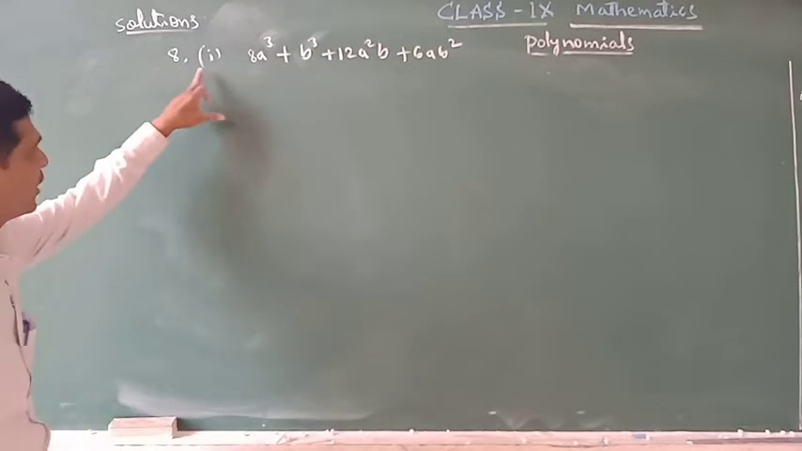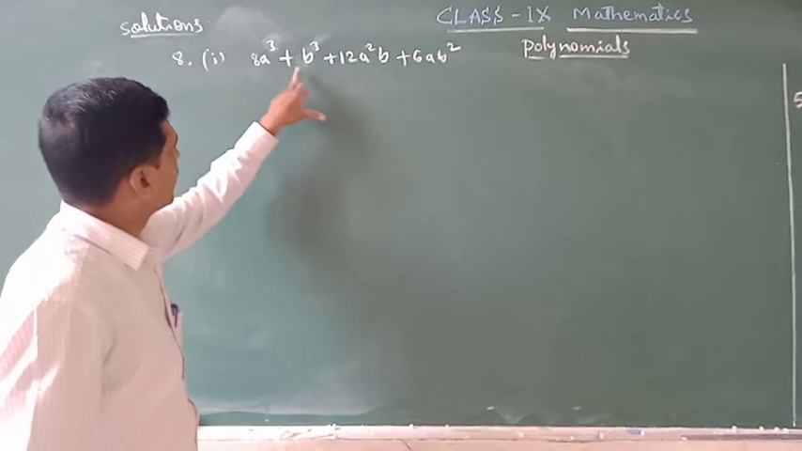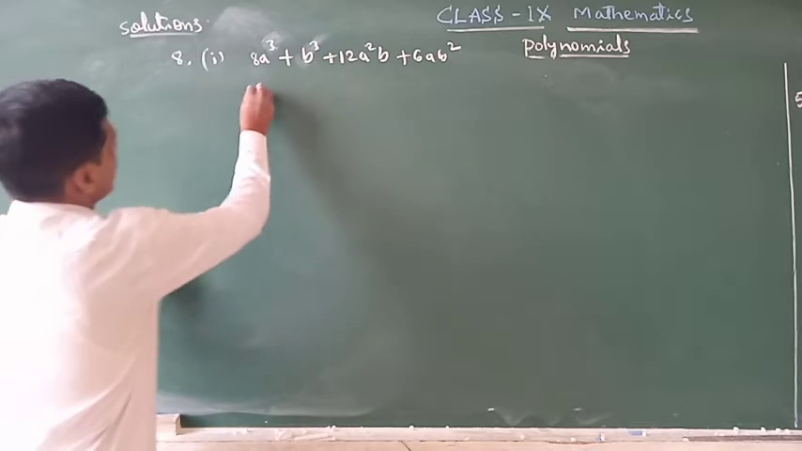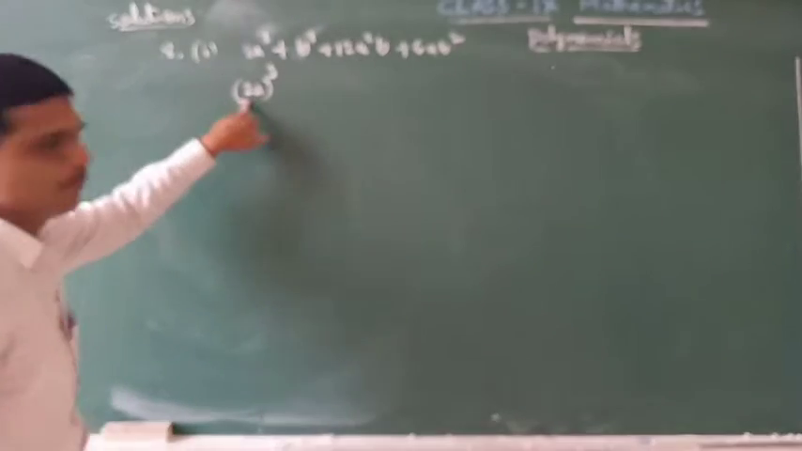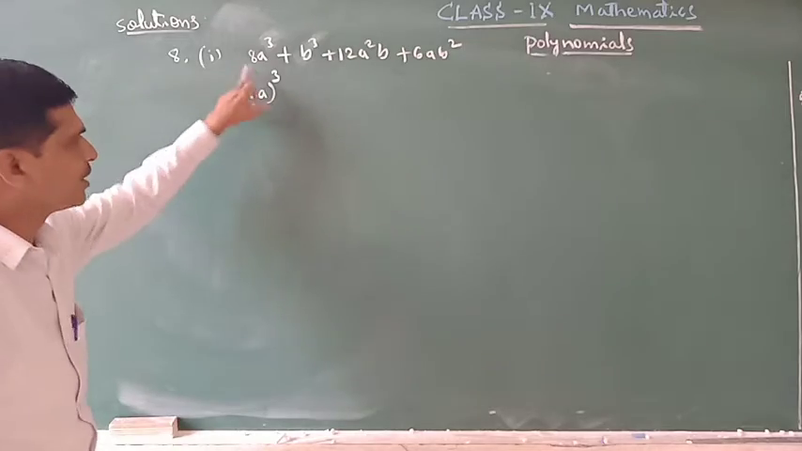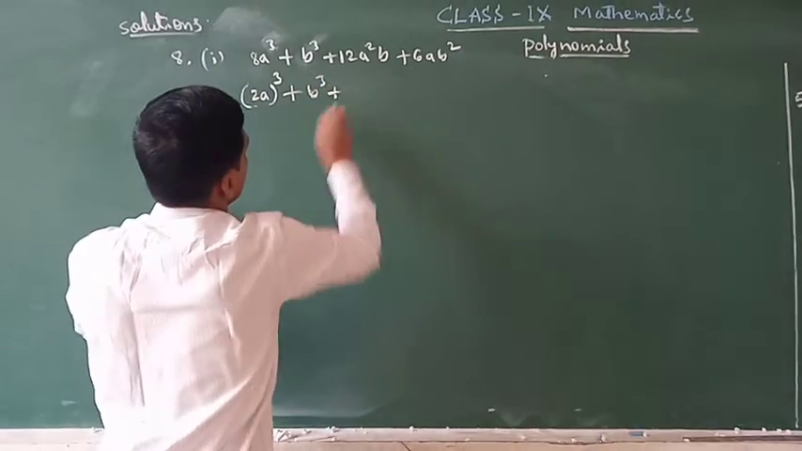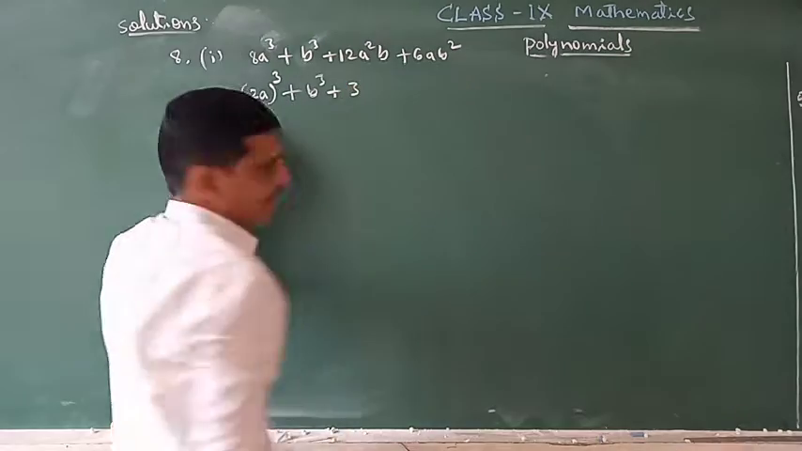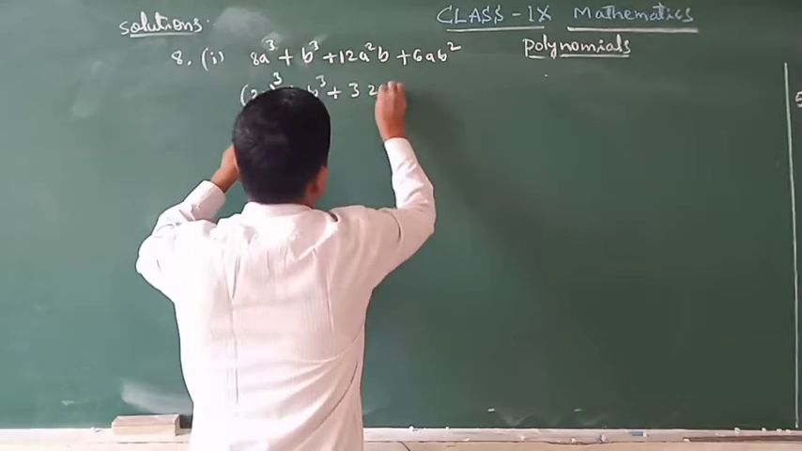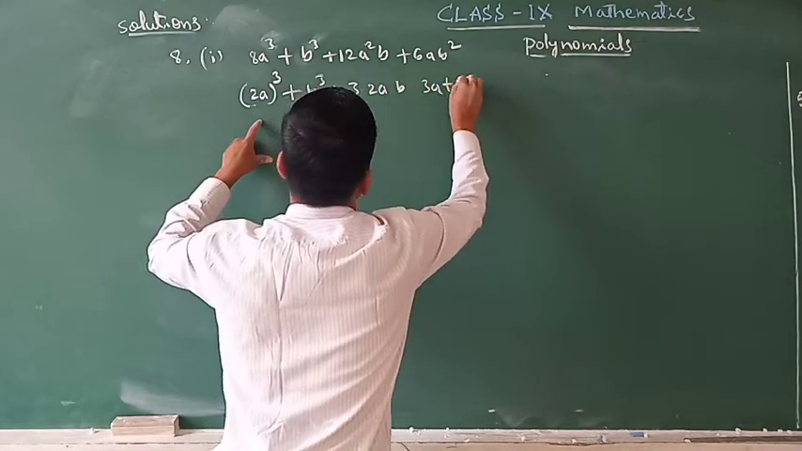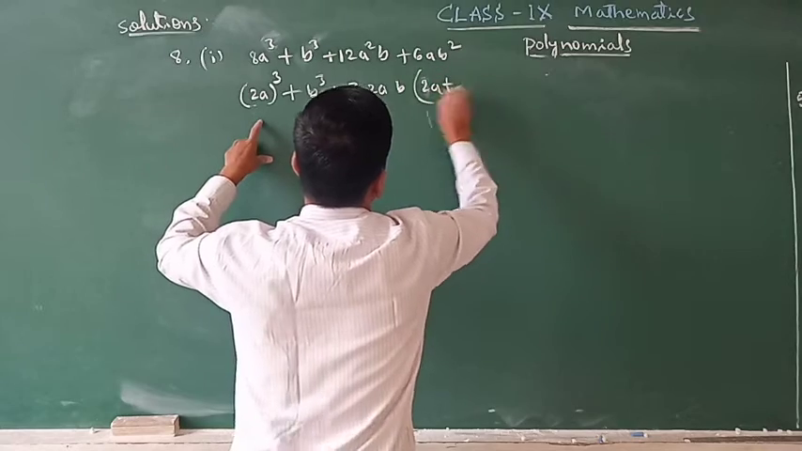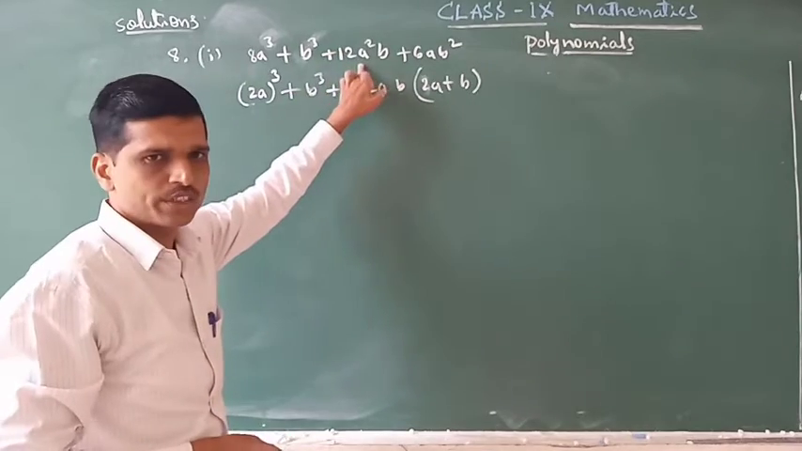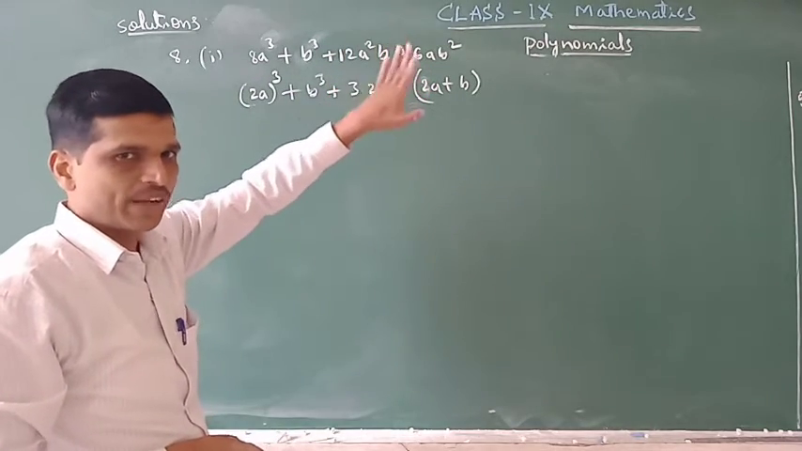Now it is the 8 main, I want to take the first one. Here it is 8a cube plus b cube plus 12a square b plus 6ab square. Instead of this, you can write this one as (2a) cube, because 2 cube becomes 8. Same b cube as it is. Plus, consider 3 as a common factor: 3 into 2a into b into (2a plus b), so consider a cube plus b cube plus 3a square b plus 3ab square.